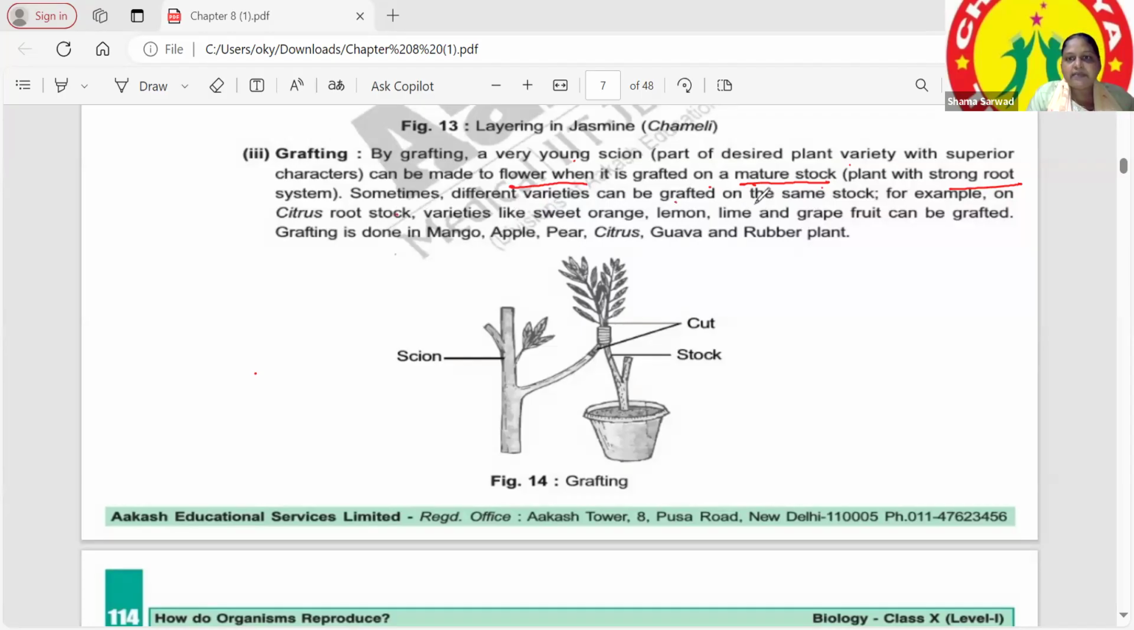Sometimes different varieties can be grafted on the same stalk. It means on one plant, there would be different colored flowers. Yes, it can be done.